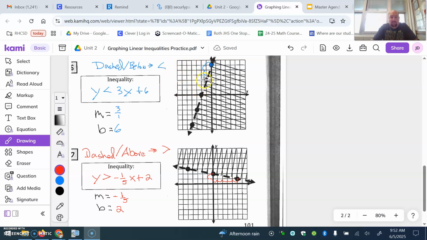I found the slope to be, the rise is up 3 over 1. So 3 over 1. The y-intercept is 6. So there's that answer. Question 7, the last one, dashed and above, so it's greater than. I found the slope to be down 1 over 5, so negative 1/5 x. The y-intercept is 2. There's your answer.